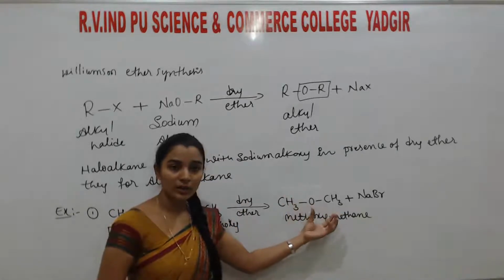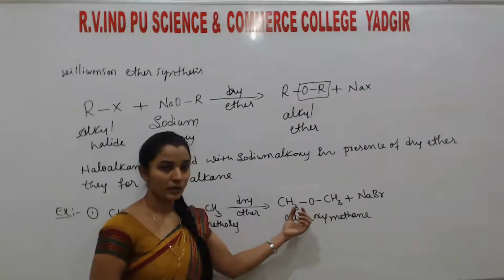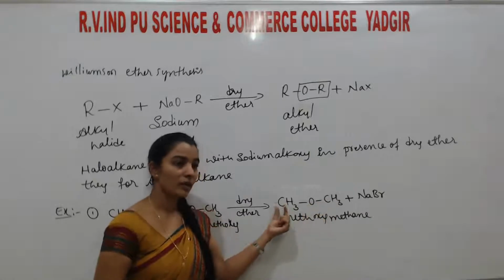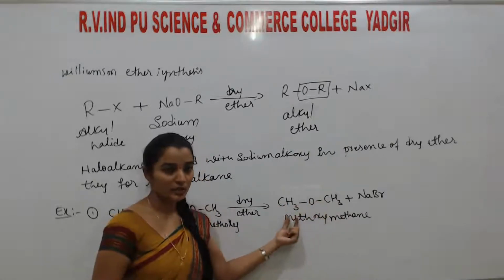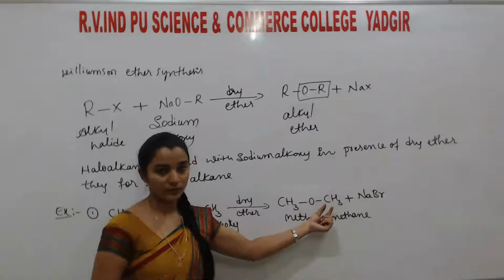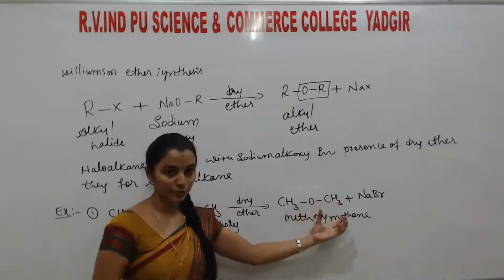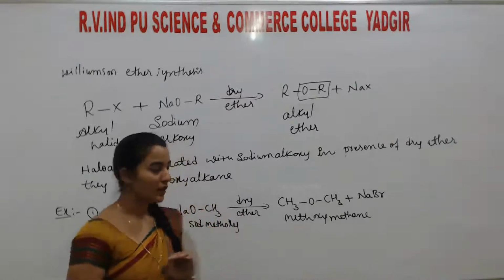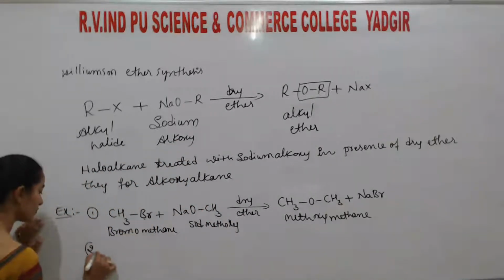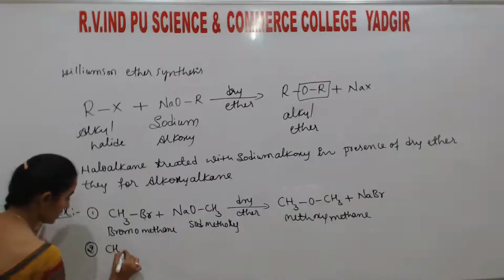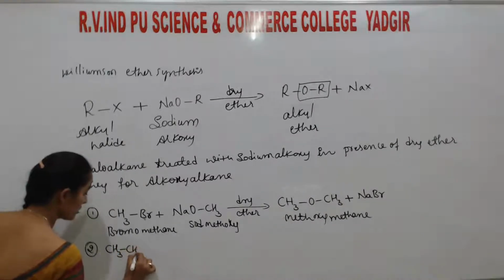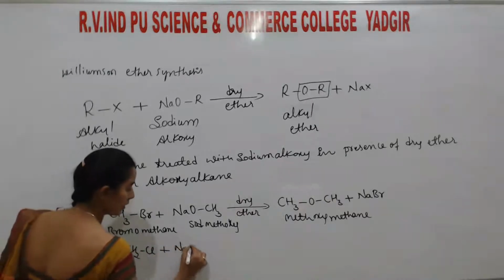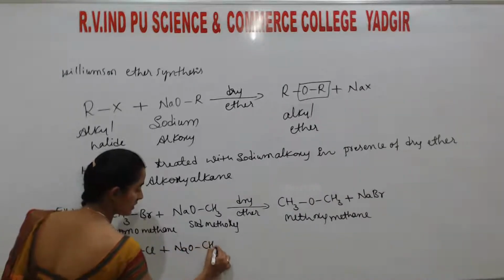And which type of ether is it? Here on either side of the oxygen atom, the groups are same, CH3, CH3. Understood? So same type of R groups are there, then it is symmetrical ether. So I'll take another example here. CH3CH2Cl plus NaOCH3.